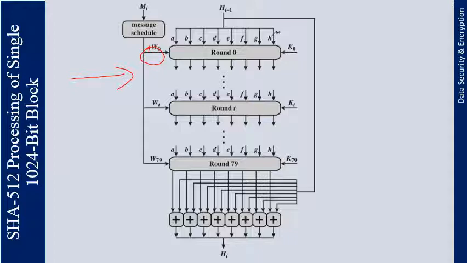The output of the 80th round is added to the input to the first round, H(i-1), to produce H(i). The addition is done independently for each of the eight words in the buffer with each of the corresponding words in H(i-1), using addition modulo 2 raised to the power 64. After all N 1024-bit blocks have been processed, the output from the Nth stage is the 512-bit message digest.